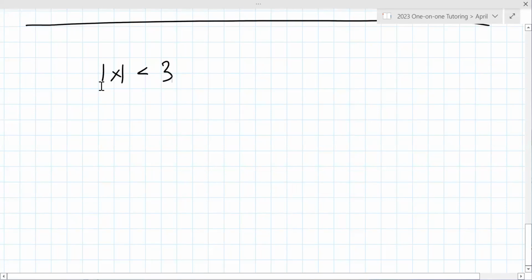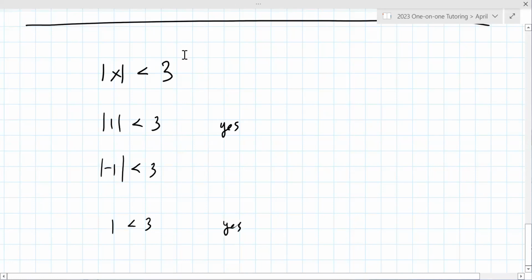So this says the absolute value of x is less than 3. This means that there's numbers that when you take the absolute value of them, they are less than 3. So could you give me an example of a number? 1. Is the absolute value of 1 less than 3? Yes. How about -1? Does that also work? Yes, because the absolute value of it is 1, and 1 is less than 3. Yes, that works.